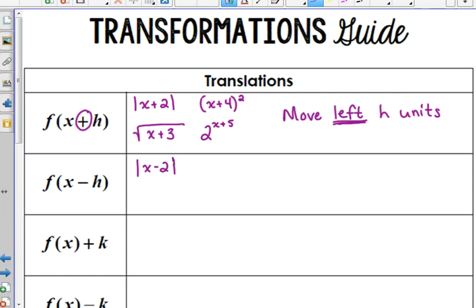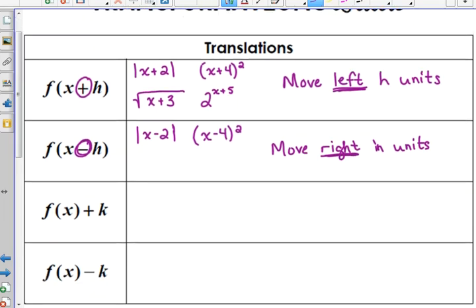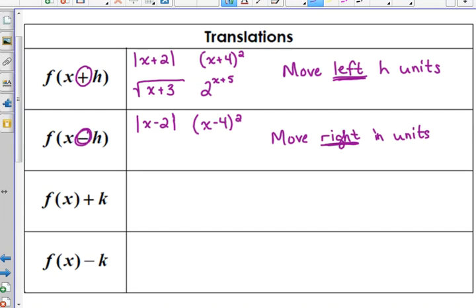The absolute value of x minus 2. How about x minus 4 squared? Okay, so same structure. We're just changing the sign. So that means we change the direction. Instead of left, we're going right. That many units. So the minus is right. Okay, so the horizontal is the opposite of what we're expecting it to be.